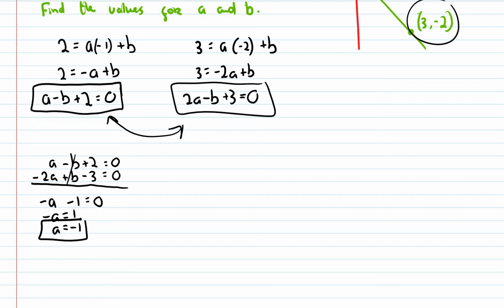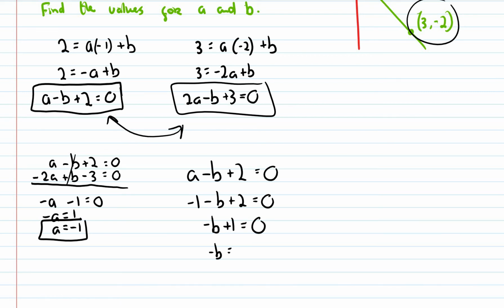And I know a is minus 1 now, so I'll take one of these equations. I'll take this one. I know that a is minus 1, so I put that in for a: minus 1 minus b plus 2 equals 0. Minus b, and then minus 1 and 2 is plus 1, equals 0, so minus b equals minus 1, so b equals 1. So a is minus 1 and b is 1.